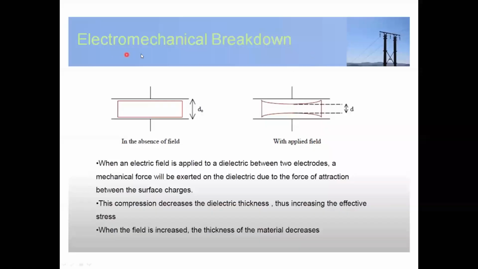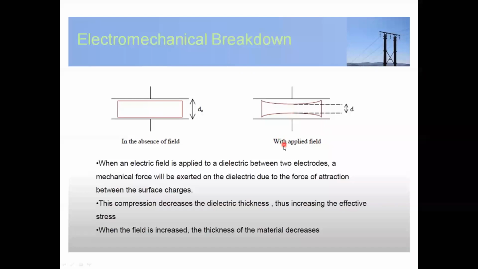Then electromechanical breakdown. Try to consider electromechanical breakdown. It's a simple concept. Nothing is here. This is called a solid type dielectric material. In the absence of an electric field, without applying the high voltages, this is the state of the solid type dielectric material.